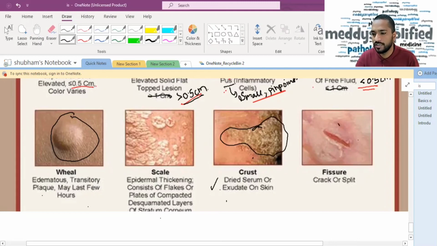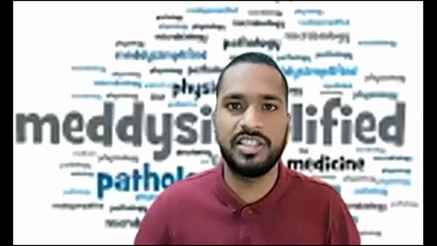Now this is the fissure. It is a crack or slit. I told you it is like the heel cracking, the way it cracks open. So this is the fissure. So that was all I had to discuss with you guys about the skin lesions in dermatology.